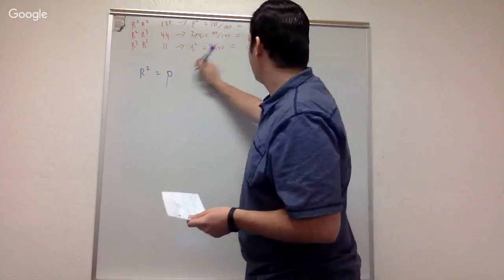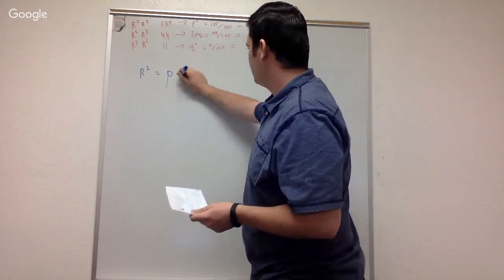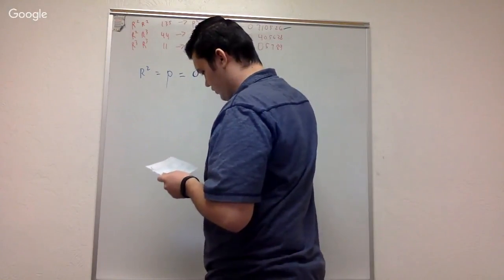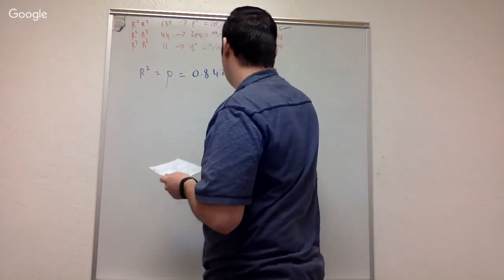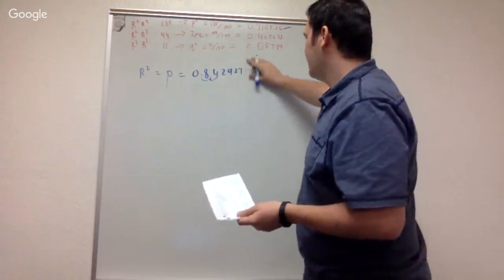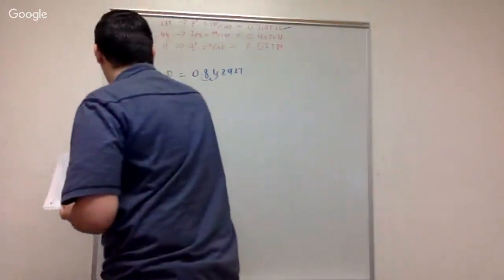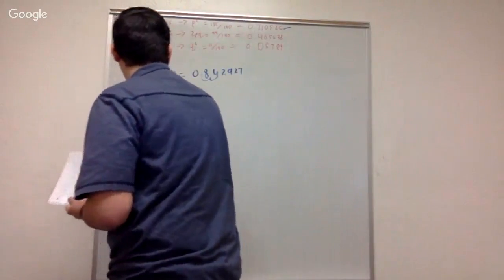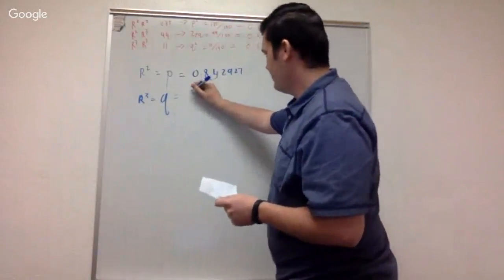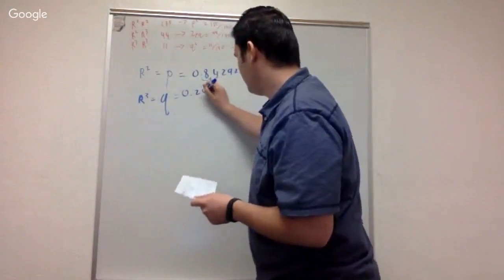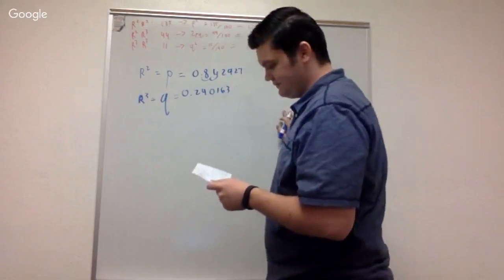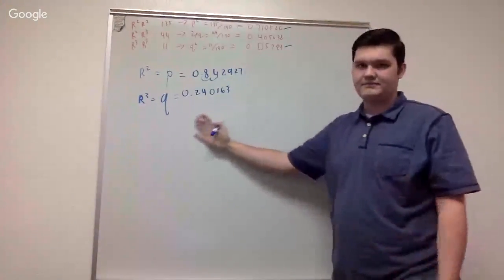And since we have p squared up there, we just take the square root of this number, which gives us 0.842927. Or obviously, if it's a percent, you move the decimal over 2 and put a percent. And you're just going to do the same for R3, except it's q. So you take the square root of this one, which gives us 0.240163. And that's the allele frequencies.